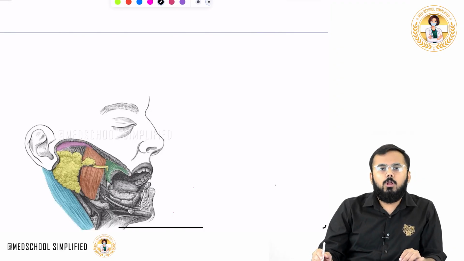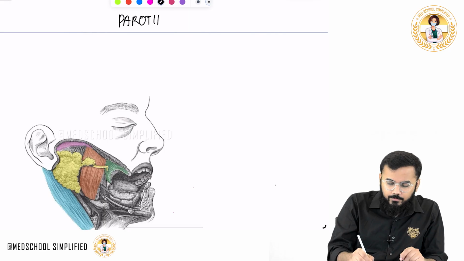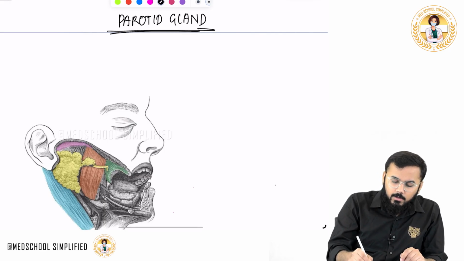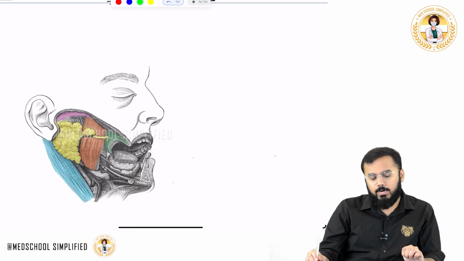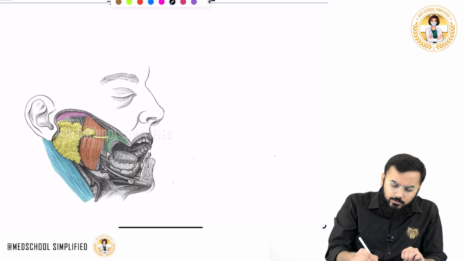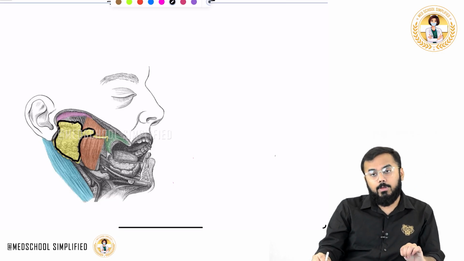Hello guys, so now we shall be discussing the anatomy of the parotid gland. In this picture, where is the parotid gland? This gland which you can see over here is called the parotid gland. If you look very carefully at this gland, let me draw the border here. This gland is called the parotid gland.